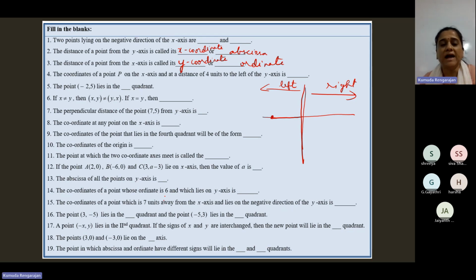Now, what's the next clue? At a distance of 4 units to the left of the y-axis, the distance is 4 units. So it should be -4, right? The x-coordinate is -4. Now I understand your doubt: what if the point is here? It's not there. It's not here or here. It's here, because the point is on the x-axis. The distance of the point from the y-axis is 4 units, and on the left side. Left side means negative. So -4, 0.